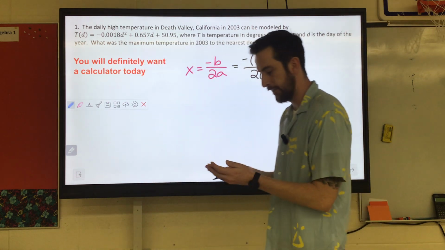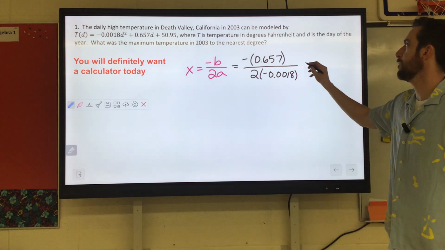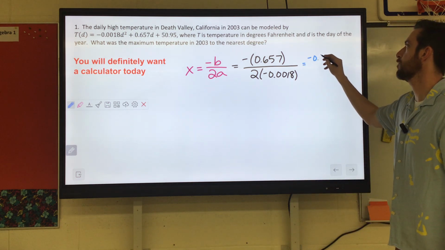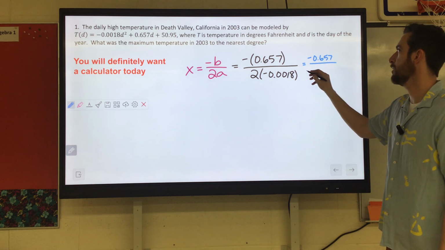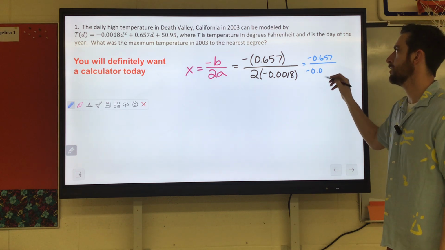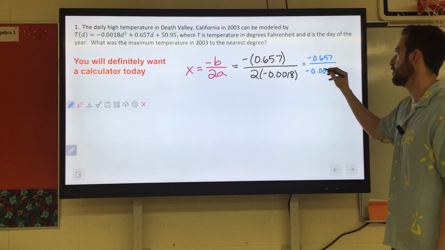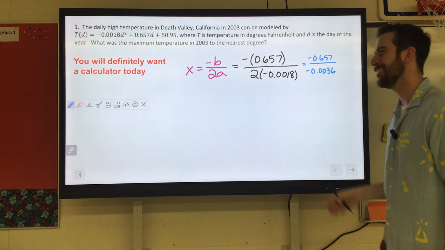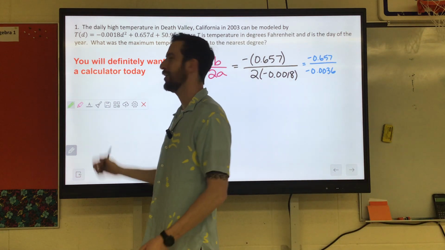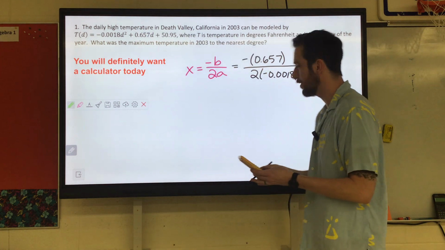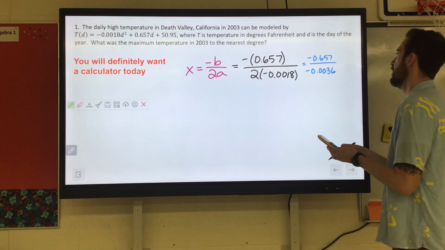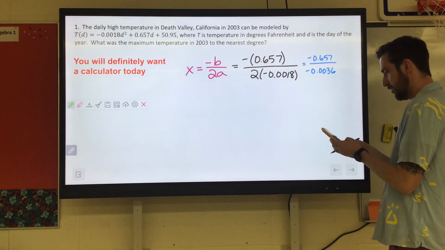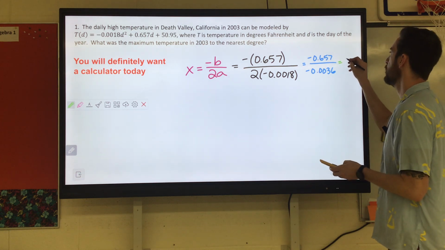Get your handy-dandy calculator. So up top we'd have negative 0.657. Denominator will have negative 0.0018 times 2 is 36, so 0.0036. Now here you got a negative divided by a negative. You know that's going to be positive, so you don't even need to put in the negatives in your calculator. 0.657 divided by 0.0036, 182.5.